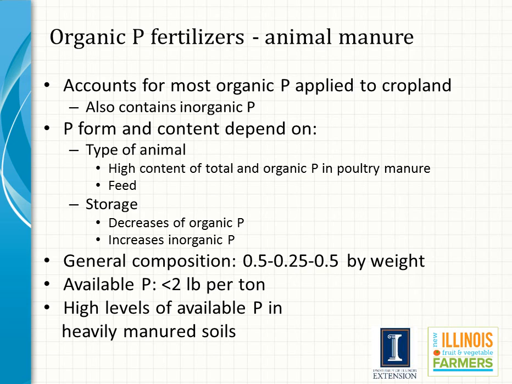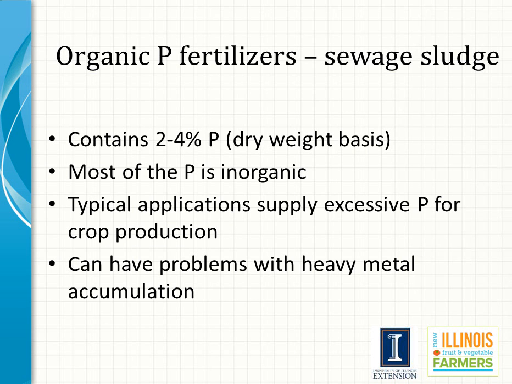Animal manure accounts for most organic phosphorus applied to cropland. Phosphorus form and content are dependent on the type of handling and the conditions the manure was stored under prior to application. The general composition of animal manure is approximately 0.5-0.25-0.5 by weight. Again, high levels of manure can increase phosphorus levels in the soil to undesirable levels.